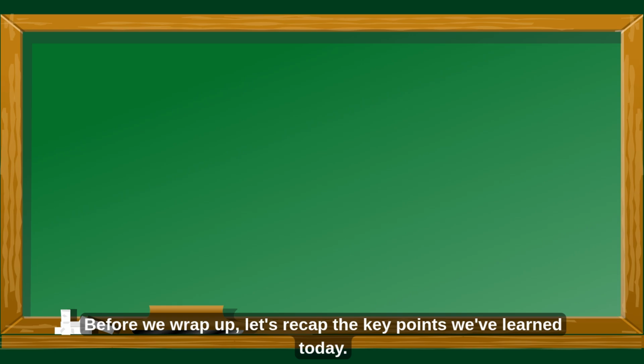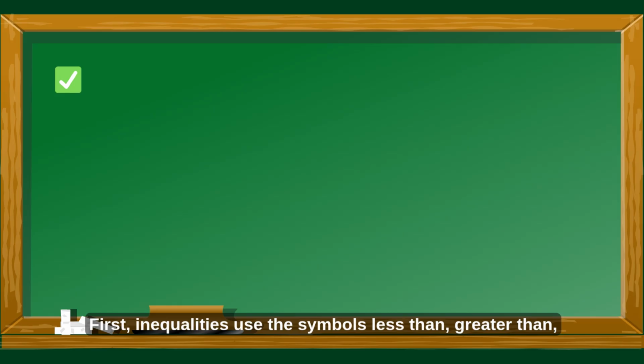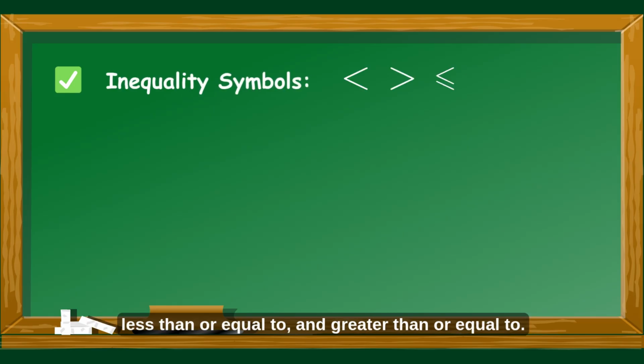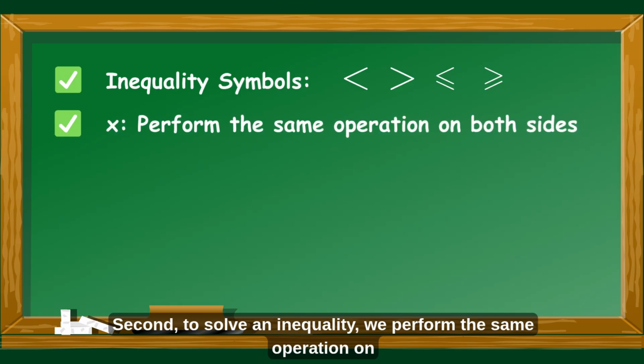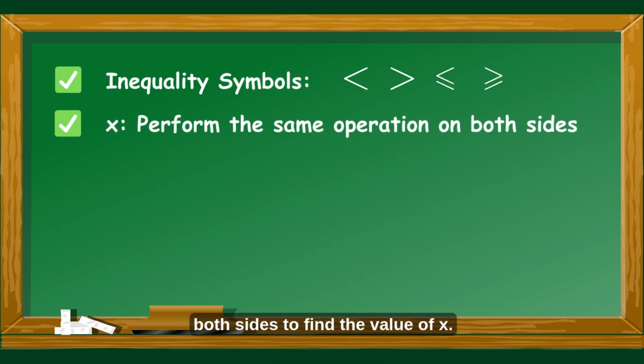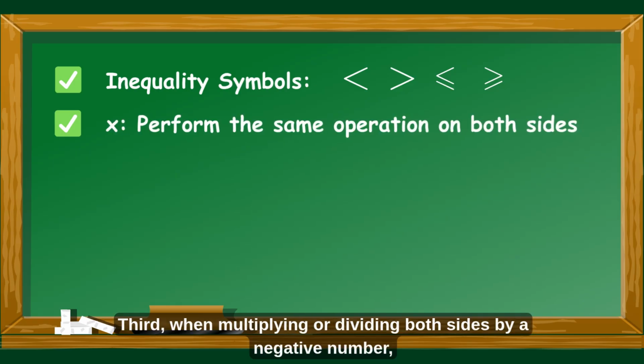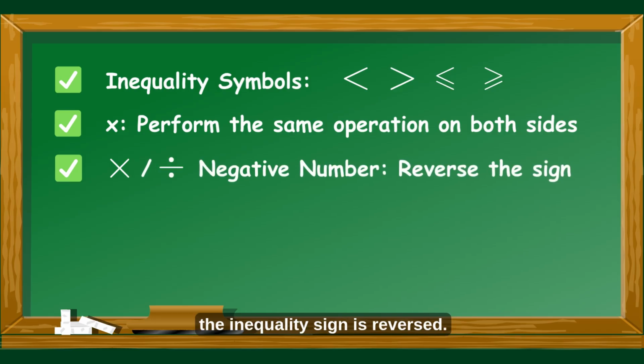Before we wrap up, let's recap the key points we've learned today. First, inequalities use the symbols less than, greater than, less than or equal to, and greater than or equal to. Second, to solve an inequality, we perform the same operation on both sides to find the value of x. Third, when multiplying or dividing both sides by a negative number, the inequality sign is reversed.